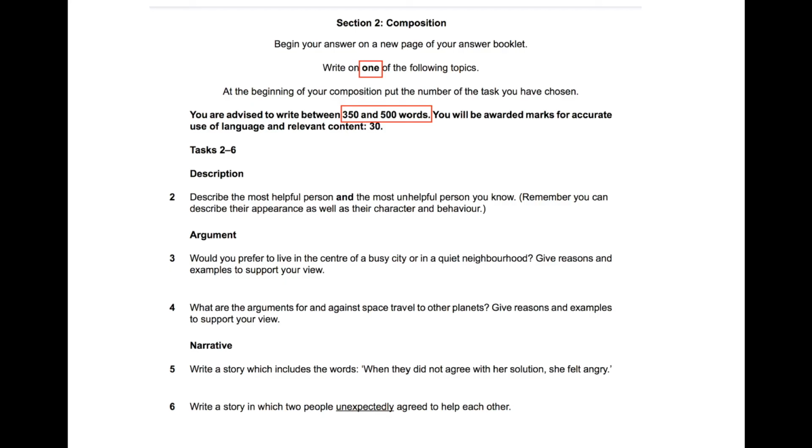Now, there is one descriptive piece of writing, which is question number 2. There are 2 possible argumentative essays, which are questions 3 and 4. And there are 2 narrative options, which are questions 5 and 6. The word narrative is a complicated way of saying a story. Now, in section 2 of the writing exam, you are required to write between 350 and 500 words. So remind yourself, of course, you don't have to answer all of those questions. You just select one, the one that you are most comfortable with.